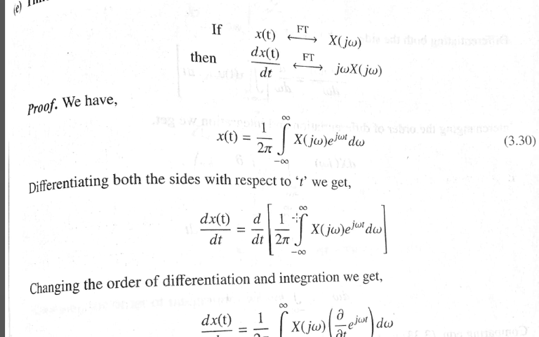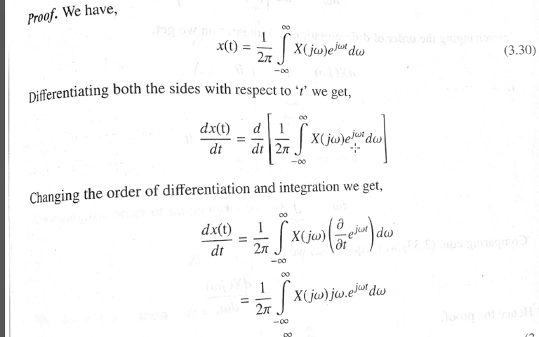So for d by dt of this all, the differentiation is only with respect to t. The term would be e raised to j omega t. Once we do the differentiation, 1 by 2 pi is independent, integration from minus infinity to plus infinity, then x of j omega. When differentiation is applied to an individual term, it becomes a partial derivative, dou by dou t of e raised to j omega t.